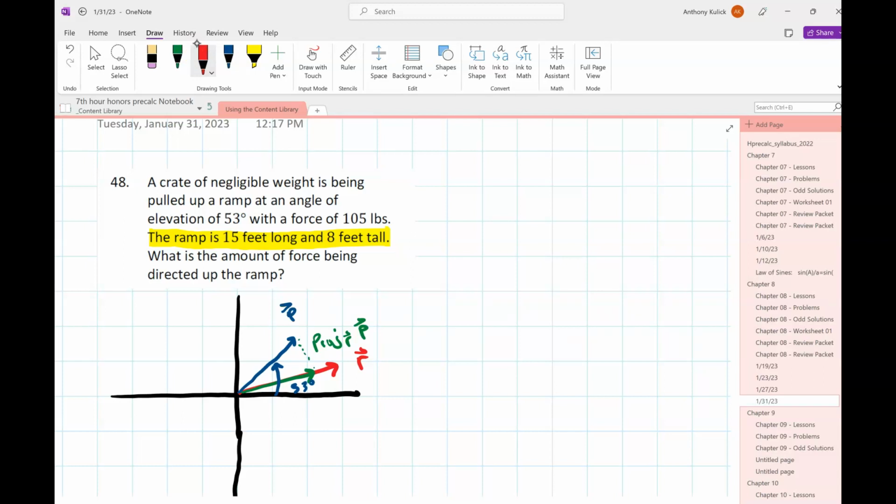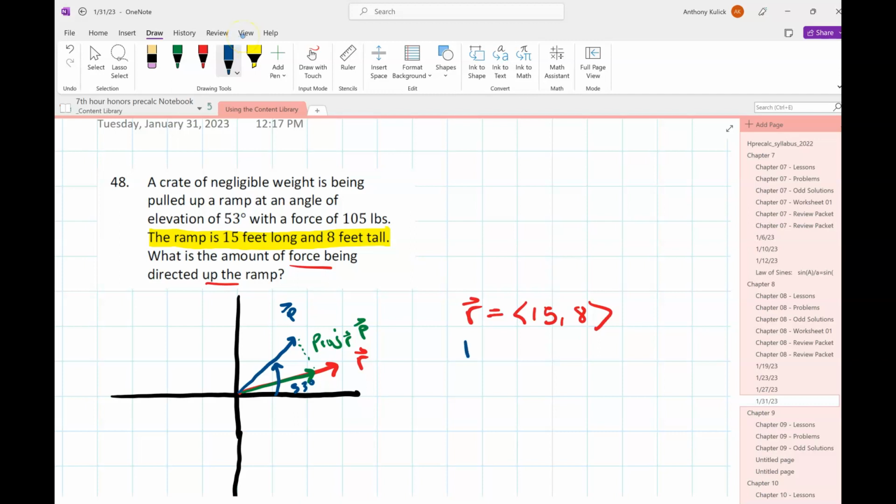Well, the ramp isn't a force, right? If it's asking what amount of force is being applied up the ramp, we're taking that force and finding how much of it is going in the same direction as the ramp. That's a projection. It'll always be that way. So we'll write our ramp vector. Since the ramp is 15 feet long and 8 feet high, we'll just call that vector 15, 8. Horizontal component, vertical component. Everybody's cool with that?